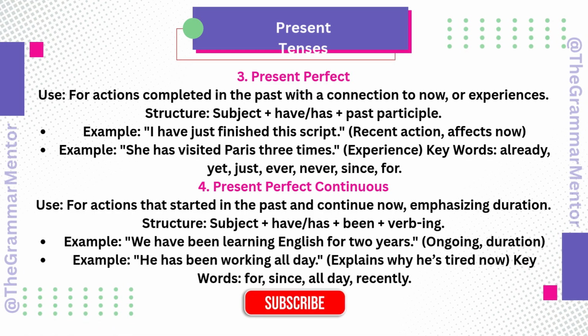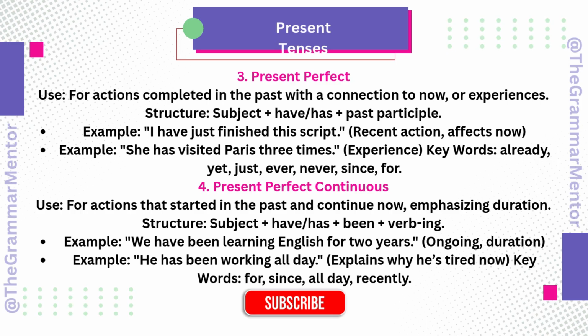3. Present perfect. Use: for actions completed in the past with a connection to now, or experiences. Structure: subject plus have/has plus past participle. Example: I have just finished this script. Recent action affects now. Example: She has visited Paris 3 times. Experience. Keywords: already, yet, just, ever, never, since, for.